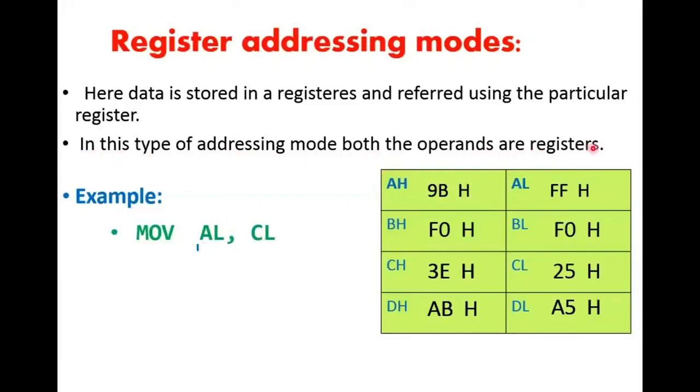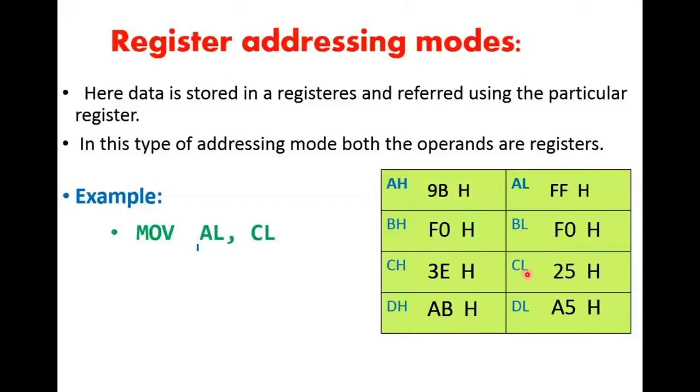Both operands are registers. So what operation are we going to perform here? The move operation. Move means data is transferred from CL to AL. It's like a copy paste. You are going to copy the value which is in CL to AL. Now in CL, I have the 8-bit data 25. We know very well CL is an 8-bit register.